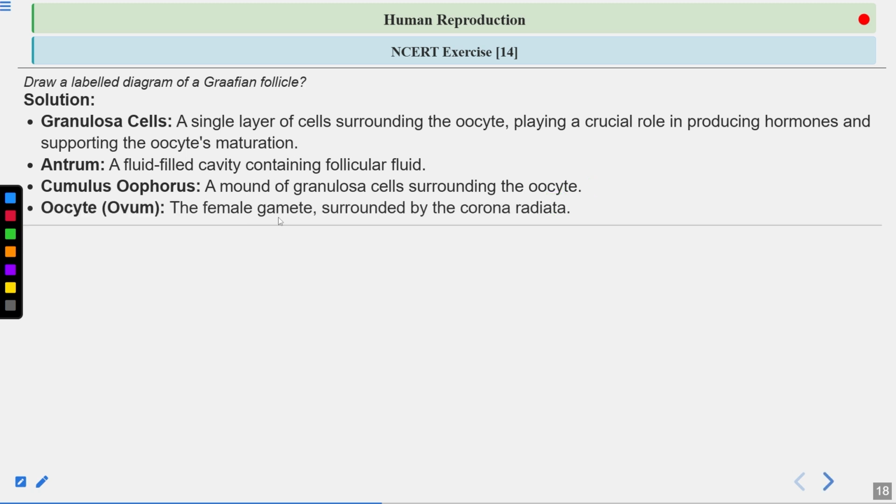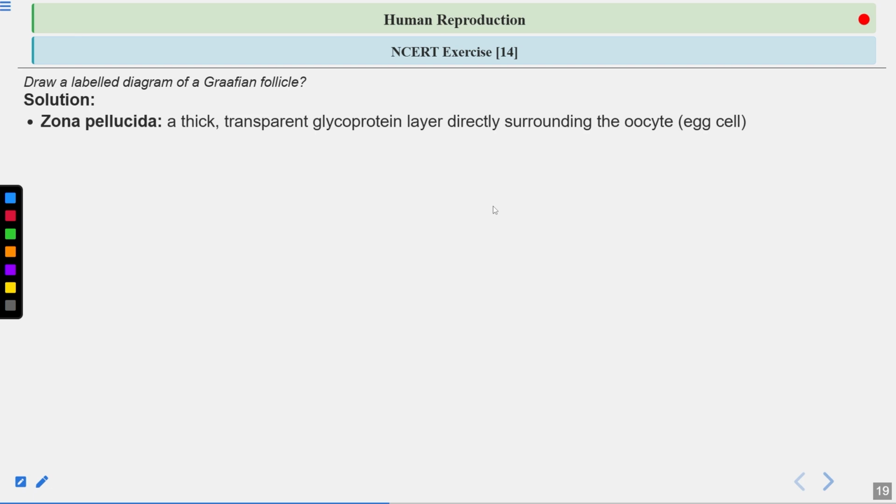Ovum. This is the female gamete, which is surrounded by the corona radiata. The corona radiata is the outermost layer of the ovum. Inner to the corona radiata is the zona pellucida. This is also one of the layers of the ovum, present inner to the corona radiata. This is a layer rich in glycoprotein, and it directly surrounds the oocyte.